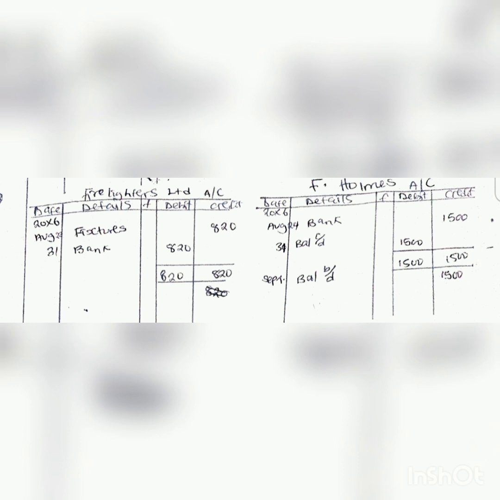F Holmes lent us 1,500, paying us the money by check, meaning the bank account had received this amount of money. So we record this amount on the debit side. Then in F Holmes' account, we record this amount on the credit. We paid Johnson on his account by check, 368, meaning this amount of money was reducing from the bank. So the bank is credited, Johnson debited. We paid Firelighters by check, 820. Firelighters Limited is going to be on the debit side, then the bank account credited.